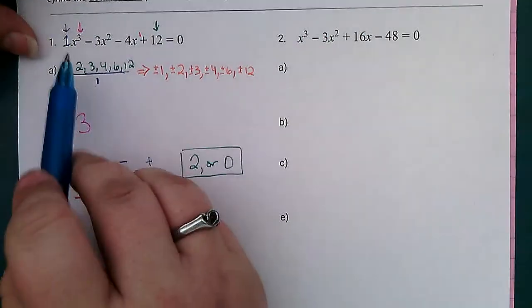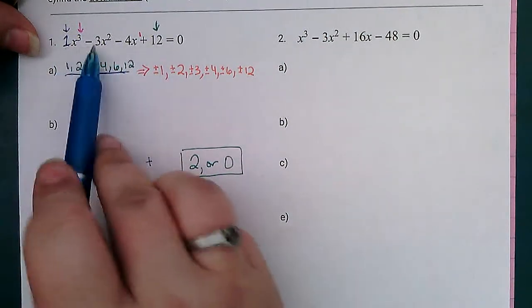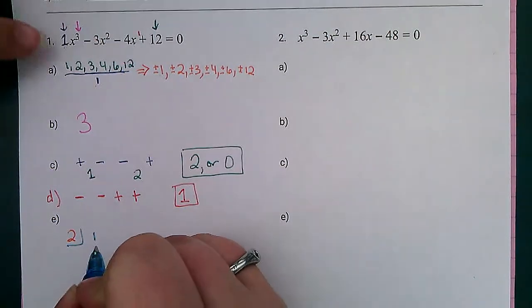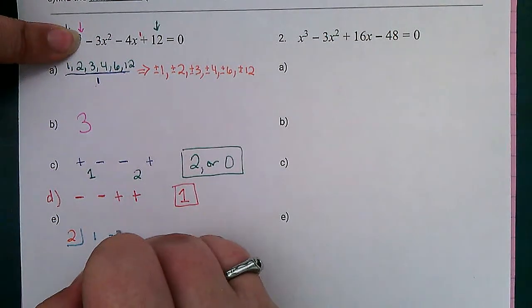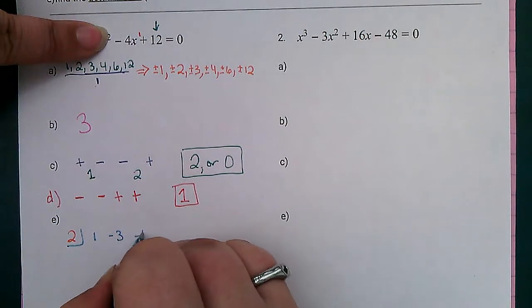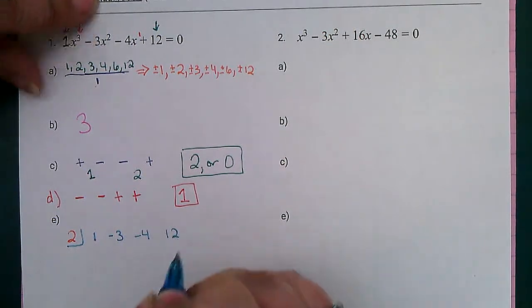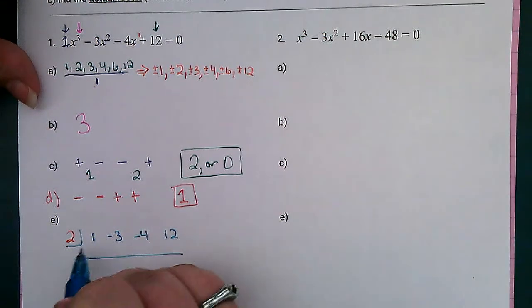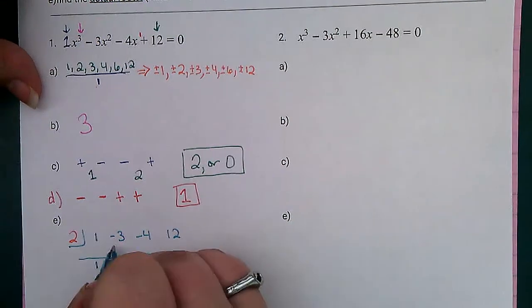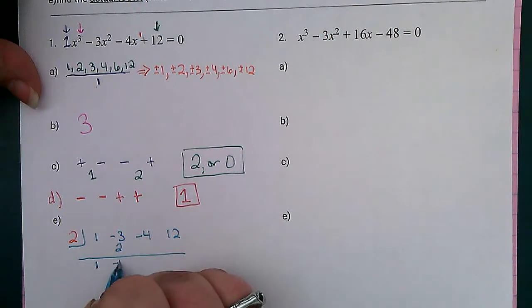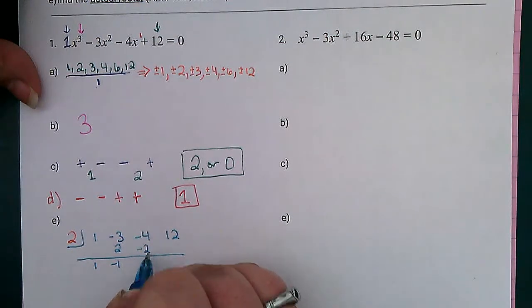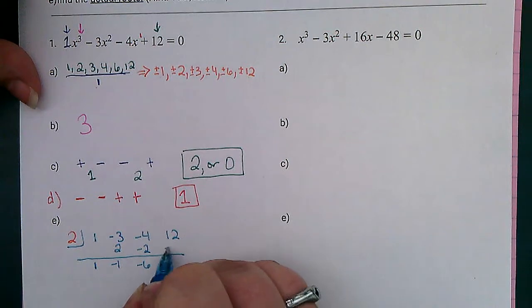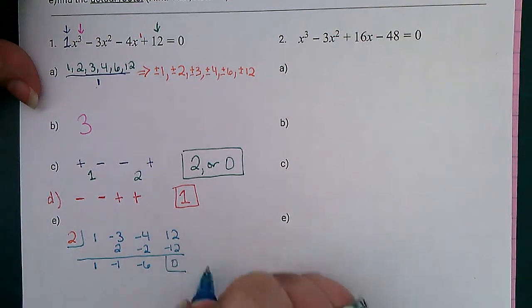So remember, synthetic division, we do the coefficient line here. So there's 1x to the third, there's -3x squared, there's -4x, and then there's 12. We don't have any zeros because we don't have any placeholders. Okay, so we drop this first one, multiply by 2, add down, multiply by 2, add down, multiply by 2, and I get a 0, and that makes me happy. Why does that make me happy? Well, it tells me I found a root.